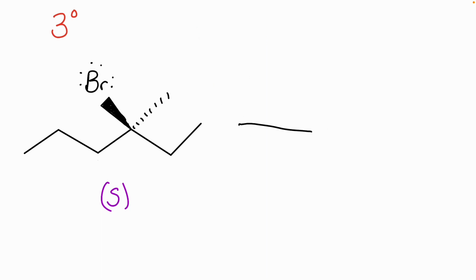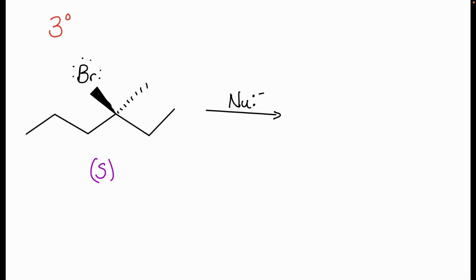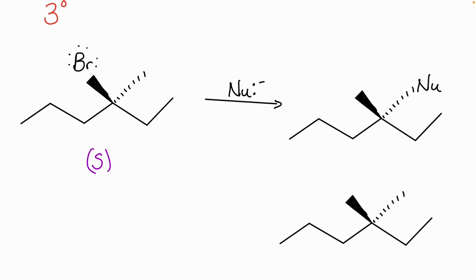So we're starting out with one particular stereoisomer in our flask. We're gonna add our nucleophile. Okay, but what they found is we don't just get one stereoisomer as our product, we get a mixture of both. Right, so that means that this reaction using a tertiary alkyl halide, same as before, is not stereospecific.